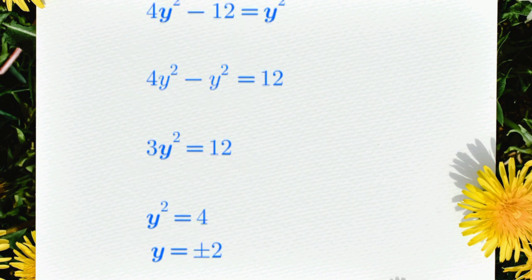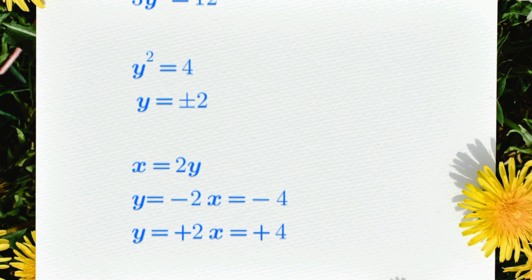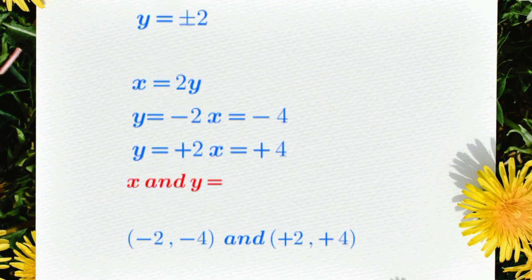Now to solve for our y, finally we are going to square root both sides. So finally we have that our y is equal to plus or minus 2. Now in order to solve for x, remember we said x is equal to 2y. So when we bring that down here, we have x equal to 2y. Then when our y is equal to minus 2, our x is going to be equal to minus 4. And when our y is equal to plus 2, our x is going to be equal to plus 4. So finally we have the values of our x and y as minus 4, minus 2 and plus 4, plus 2.